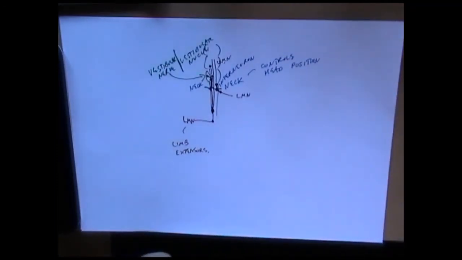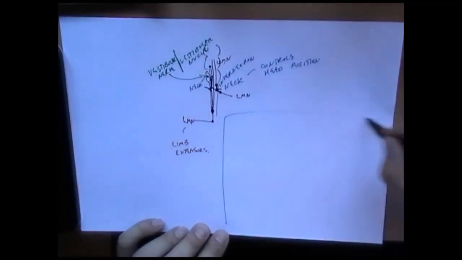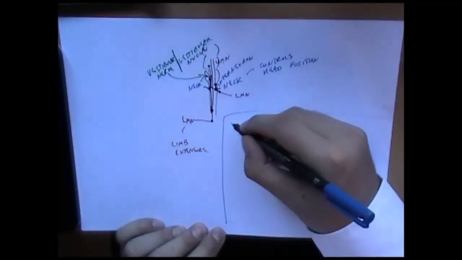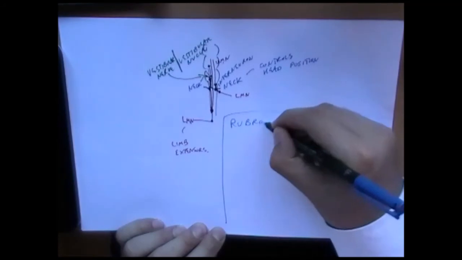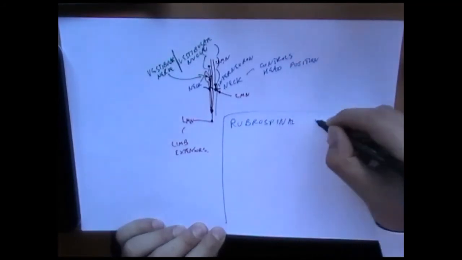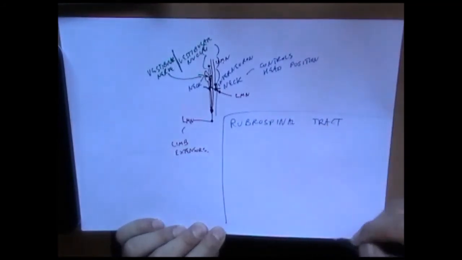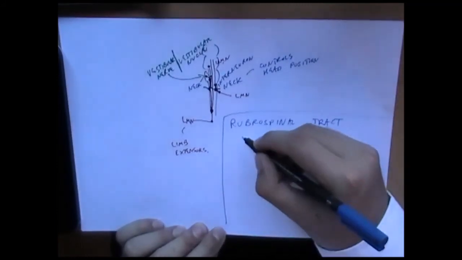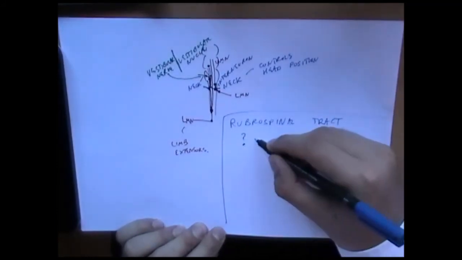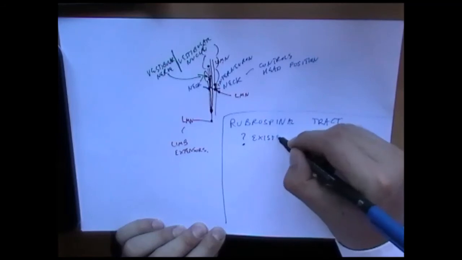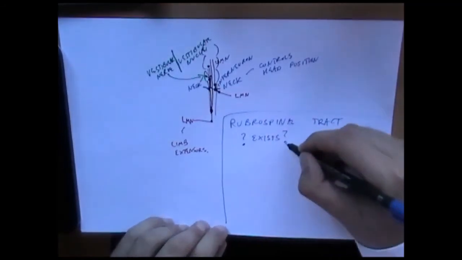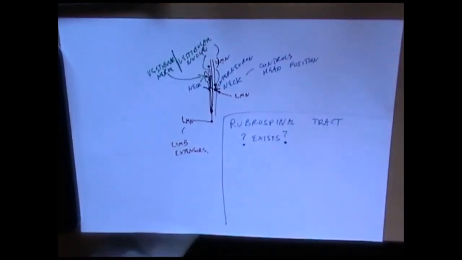The last tract I'm going to discuss, I'm not even going to draw, just going to discuss it in this little box here, is the rubrospinal tract, which is mentioned in almost every anatomy textbook. It is, however, unclear whether it even exists in humans. It exists in four-legged animals that have to walk on all four legs. And it's also present to a limited extent in monkeys.